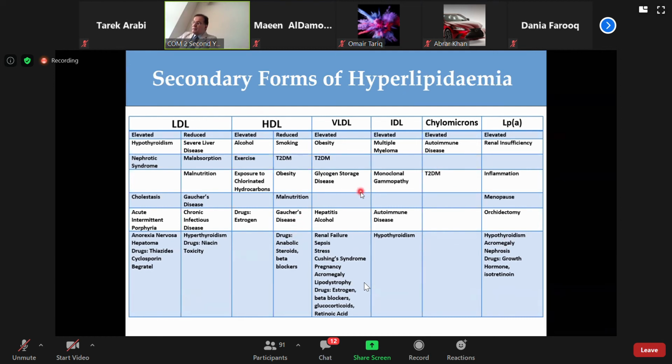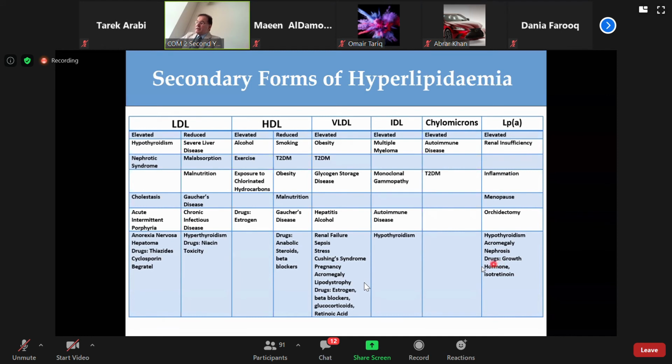You have also Cushing's syndrome, Gaucher syndrome, and type 2 diabetes. In type 2 diabetes, LDL is usually increased, HDL is lower, and VLDL is elevated. There's no indication of changes in lipoprotein A.